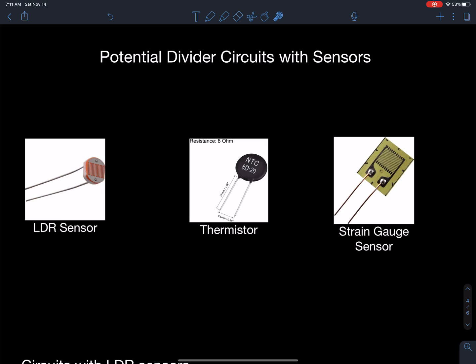We're going to talk about 3 different types of sensors. Now, these are not written anymore in the Tsokos textbook, but it does appear on exams, so it's important to know these 3 different types of sensors. Okay, so this sensor is an LDR sensor. It's a light sensor. A thermistor is a temperature sensor, and a strain gauge measures movement on parts.